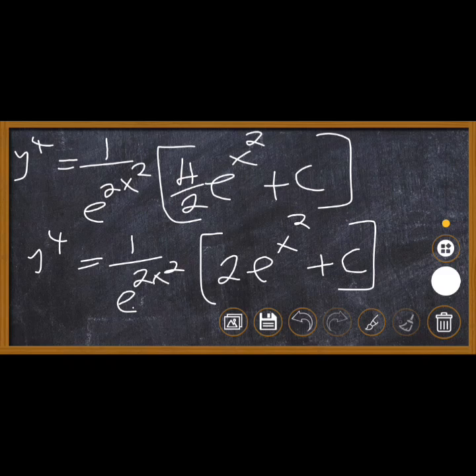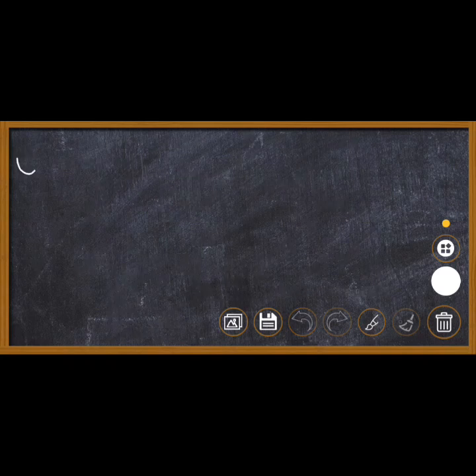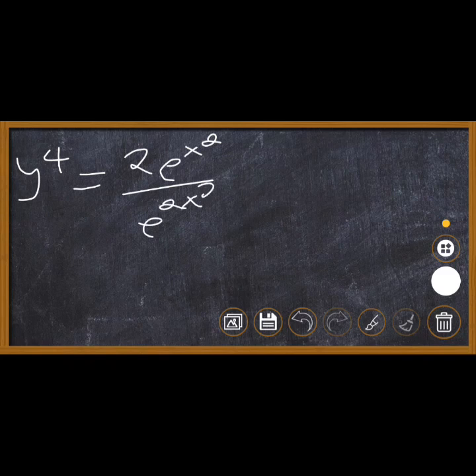In this case, we can multiply throughout in here. So what are we going to have? We're going to have y power 4 equal to 2e x squared over e 2x squared plus constant c over e 2x squared. So we can simplify this. However, this is already done, so if you just want to simplify, that's how you go about it. However, you can just end it up to here. It's just fine, and it's very much okay.